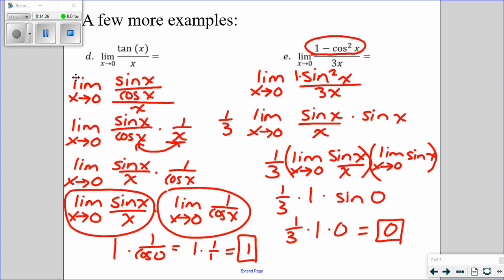So you guys, it's all about rewriting that function and getting it to where we can use direct substitution. Really not a whole lot different than factor and cancel or multiply by the conjugate. It's just that here, because we're dealing with trig functions, in order to rewrite it, we've got to use our trig identities, and then we've got those two special limits that we can also use.